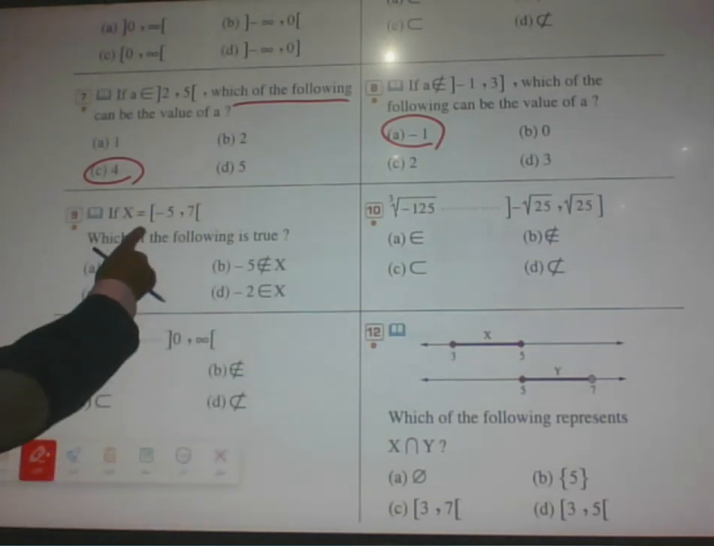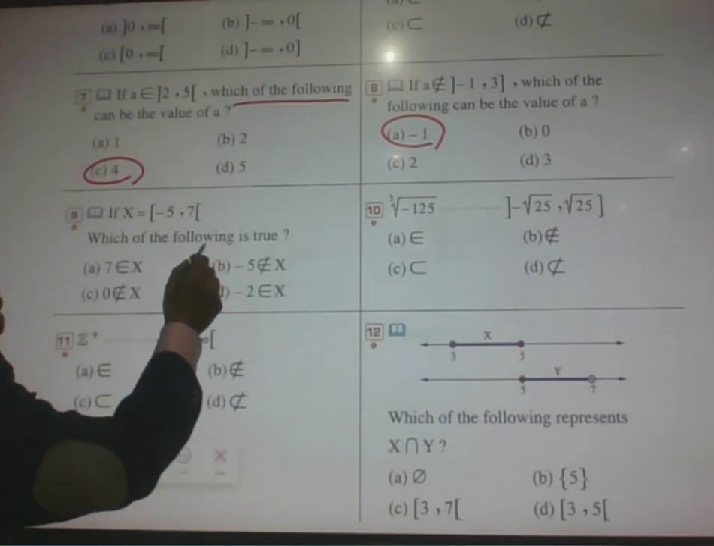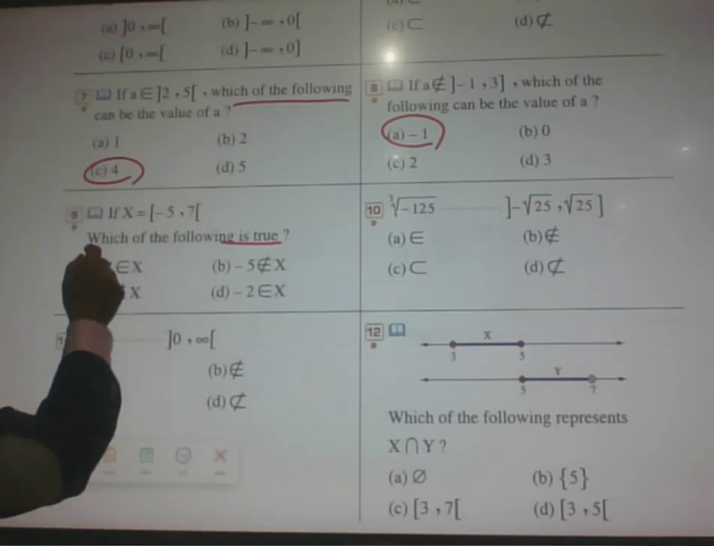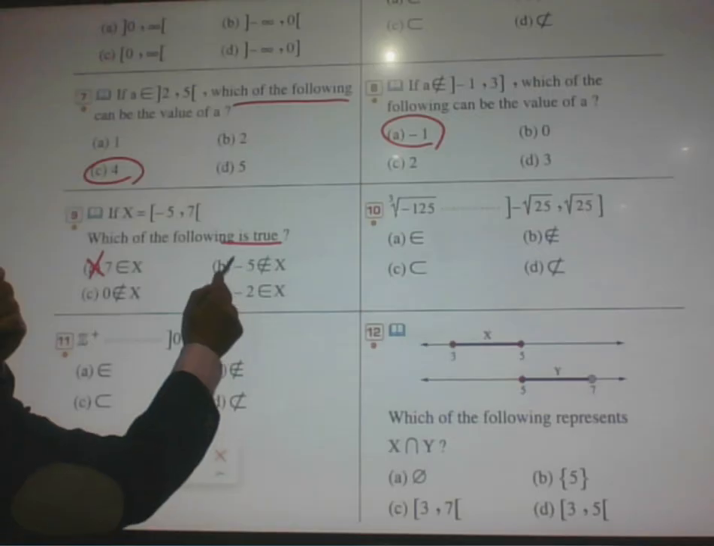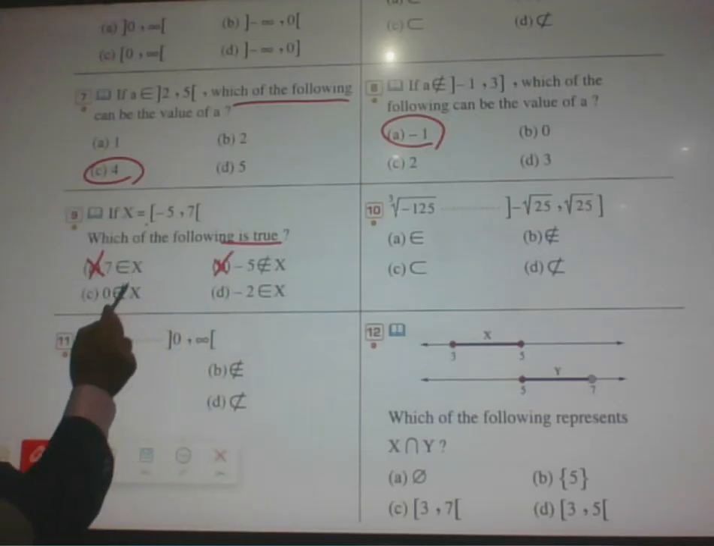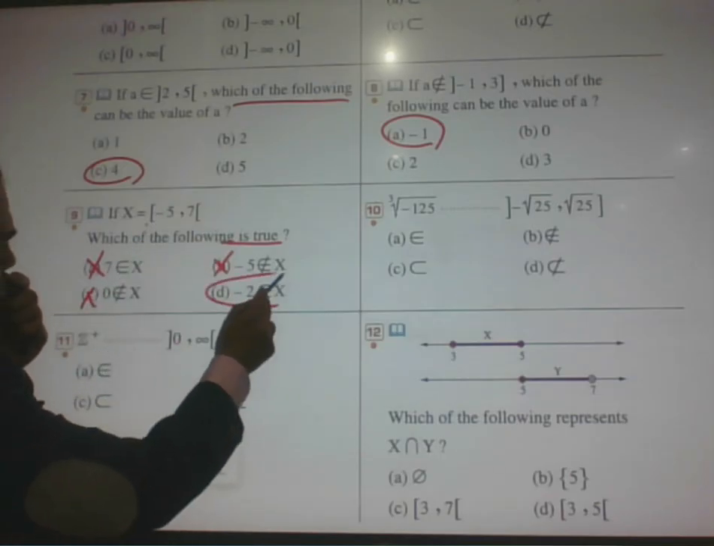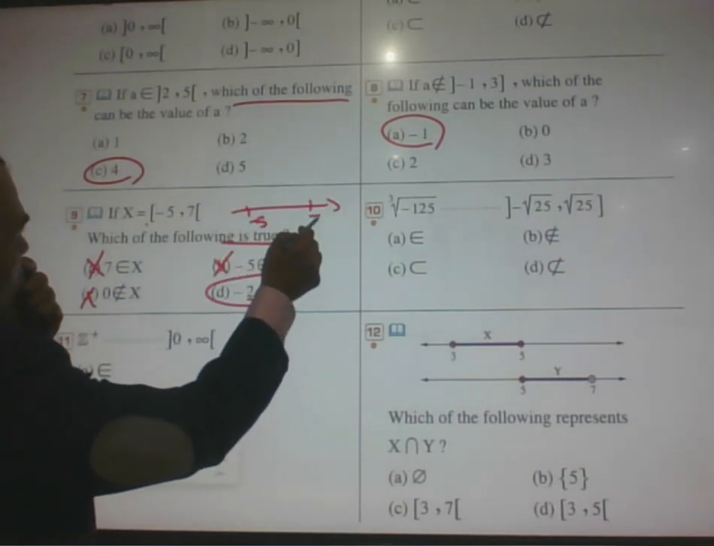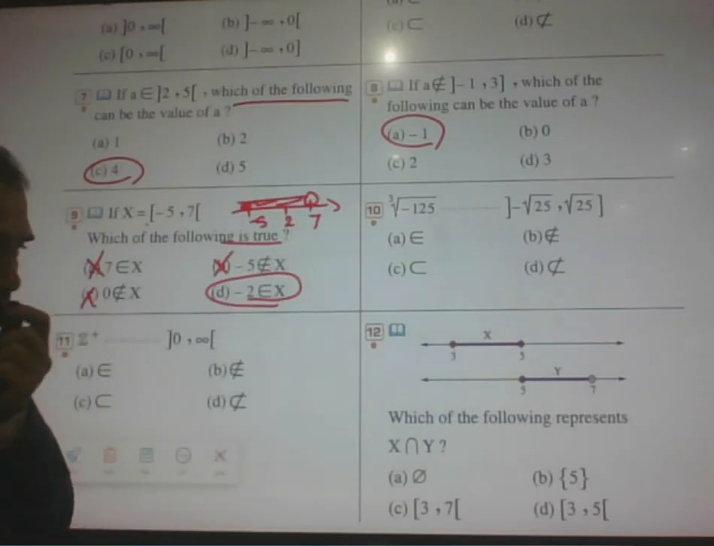Next question. If X equals the half-closed interval from negative 5 to 7, which of the following is true? Does 7 belong to the interval? No, because it's open at 7. And what about negative 5 not belonging? No, because negative 5 belongs here. Zero not belonging? It's wrong, because zero lies between negative 5 and 7. Negative 2 belonging? Yes. He asked about true. Look here, from negative 5 to 7, negative 5 closed and 7 opened. Then we have 2 lying between them, okay?